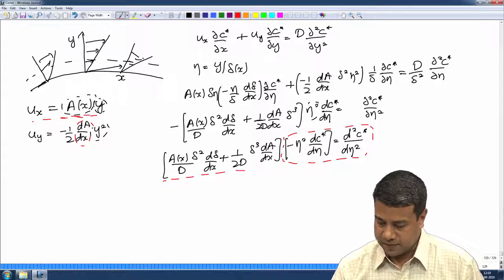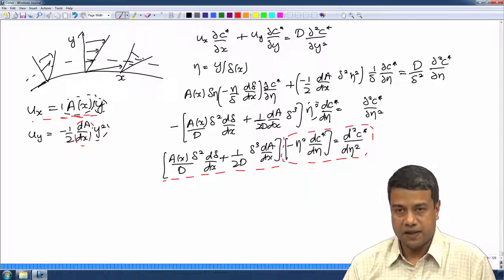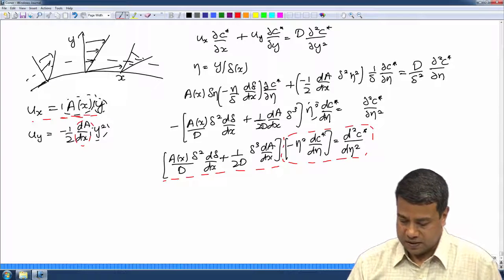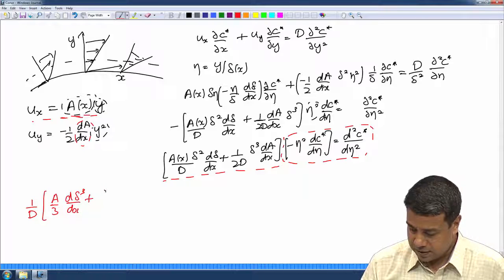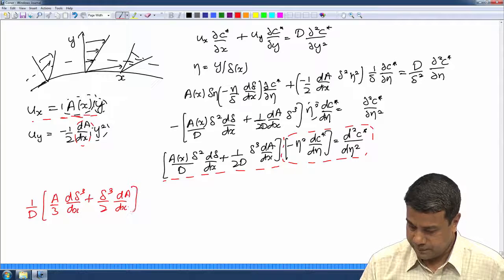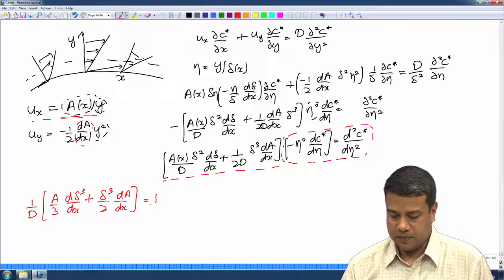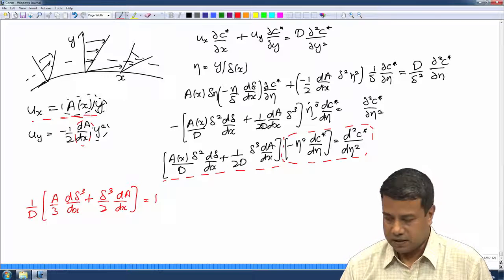What changes is this one. And for specific forms of A, we have to solve this to find out what is the boundary layer thickness. So, this has the form 1 over D, times A by 3, d delta cubed by dx plus delta cubed by 2 dA by dx. This has to be equal to 1. Depending upon the form of A, we have to solve this in order to find out what is the boundary layer thickness. That changes.